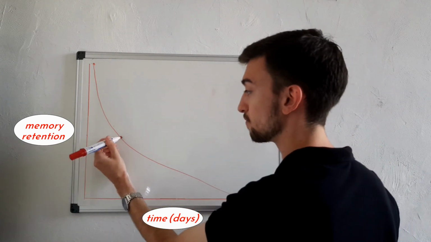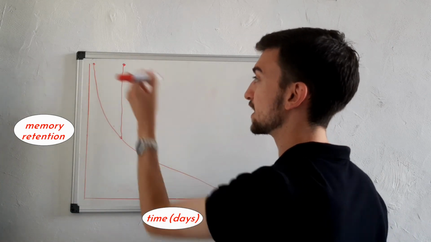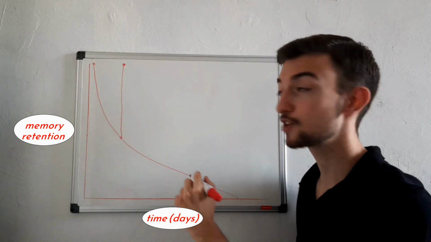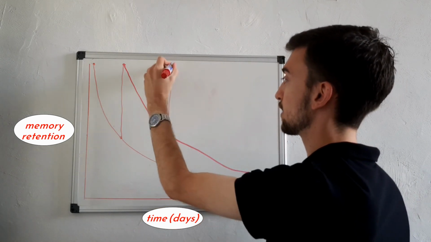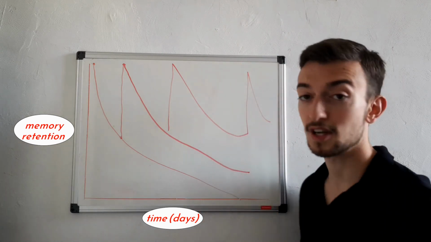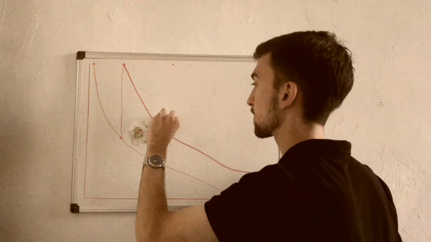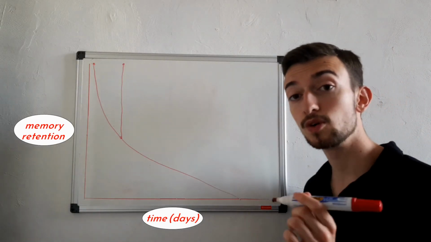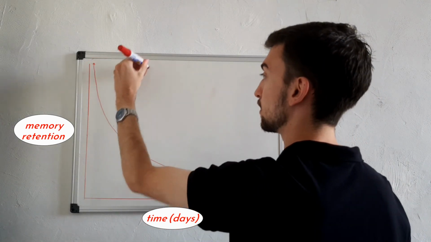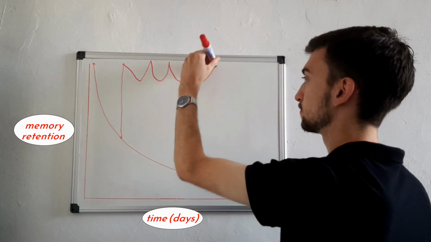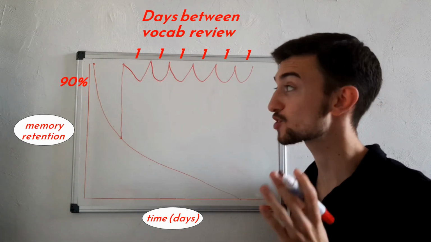Now we could, at this point here, for example, after 1 day, revise the information, stop the forgetting curve in its tracks, and we hit 100% retention again, and the curve restarts like that, and that would continue every single day that we revise the vocab. So, we could revise the vocab every single day, which would permanently stop the forgetting curve in its tracks, like so. That way we'd always retain the information, but that's committing a lot more time than is really necessary.